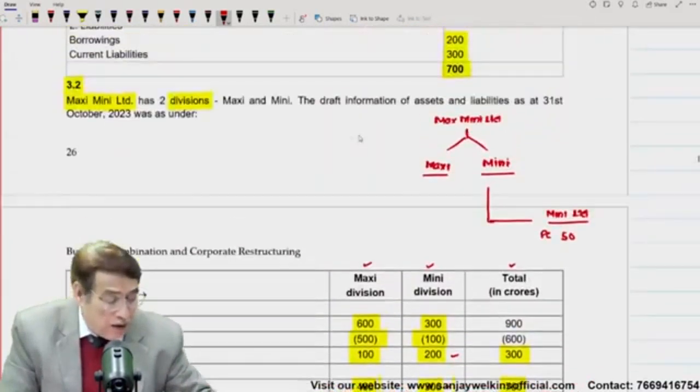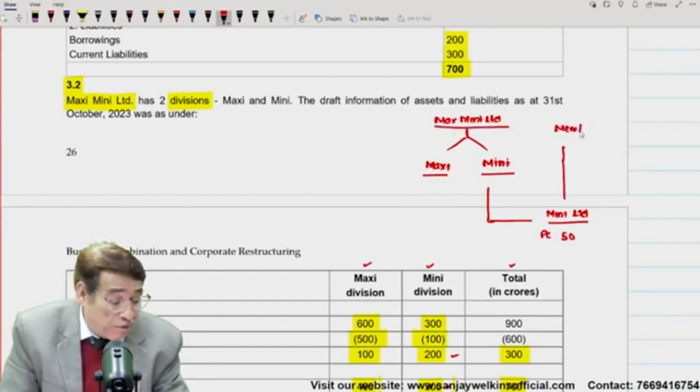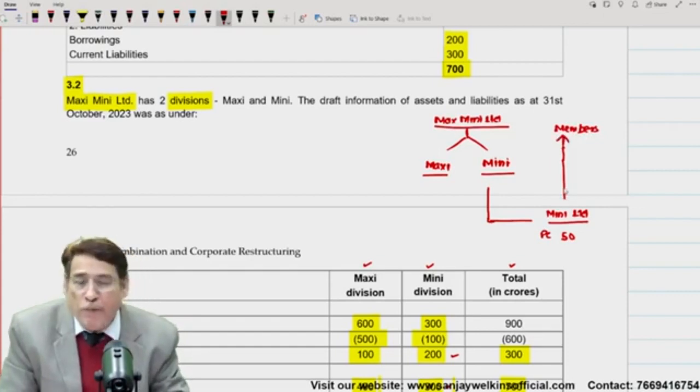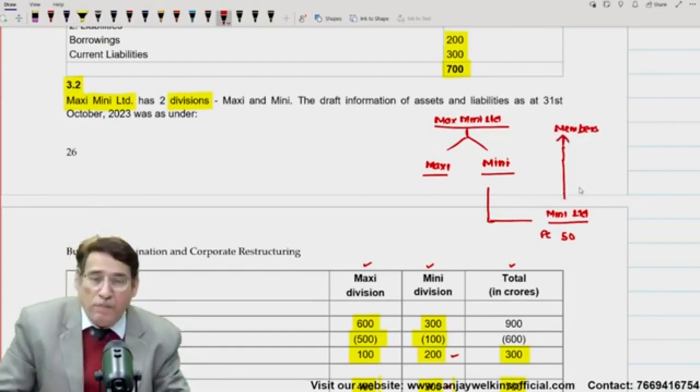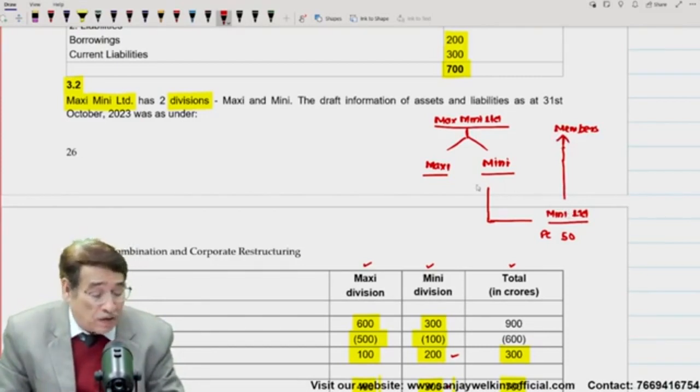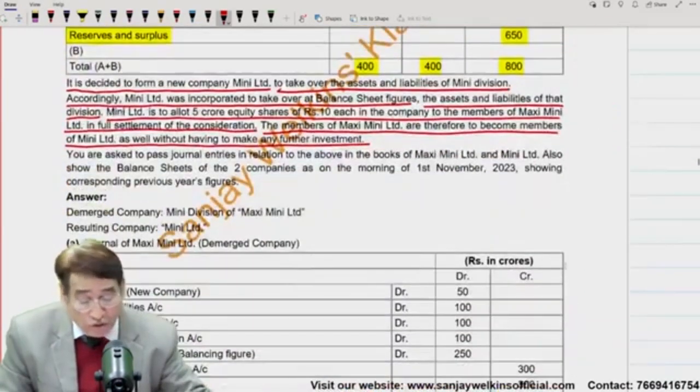Because when Mini Limited offers the share to the members of Maxi Mini Limited, the demerged entity, these members will not have to pay anything. Is it clear to you? Because this entity has already received this division, and in lieu of that it is offering the share. So this line is just to confuse you.